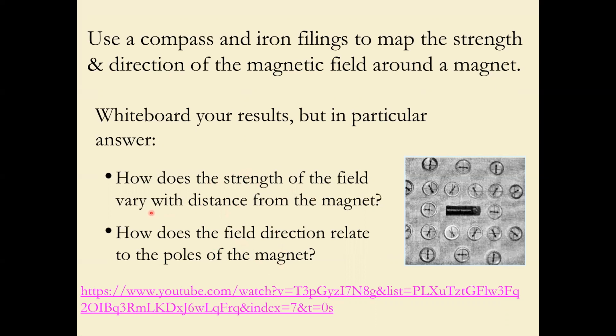How does the strength of the field vary with distance from the magnet? And how does the field direction relate to the poles of the magnet? You will see that the strength of the magnetic field decreases when you increase the distance from the magnet. And when you look at the field direction, you will see that the field starts from one of the poles and ends up on the other pole of the magnet.